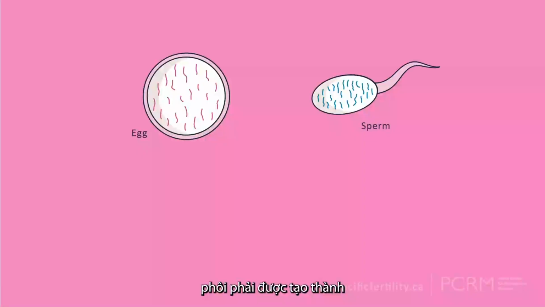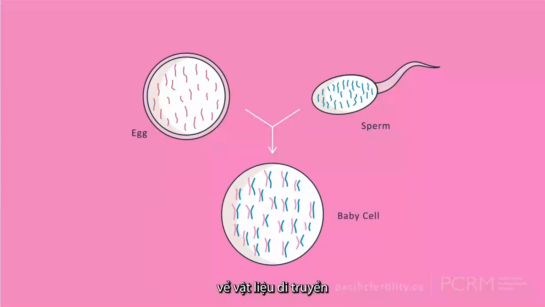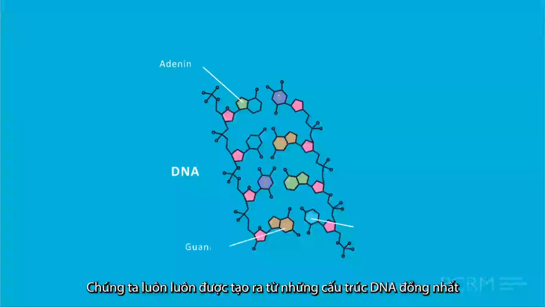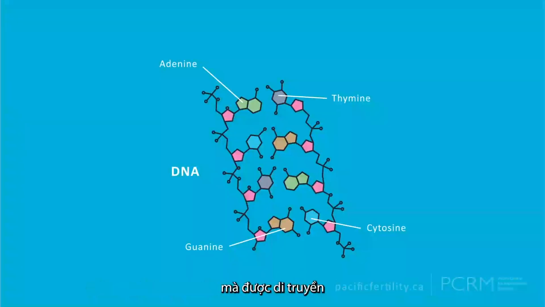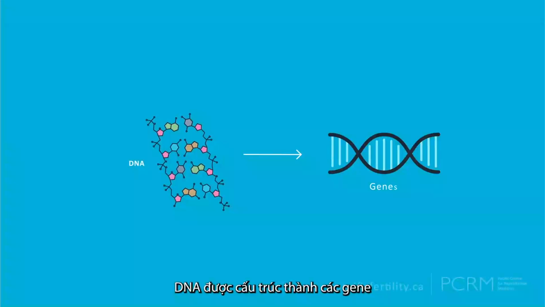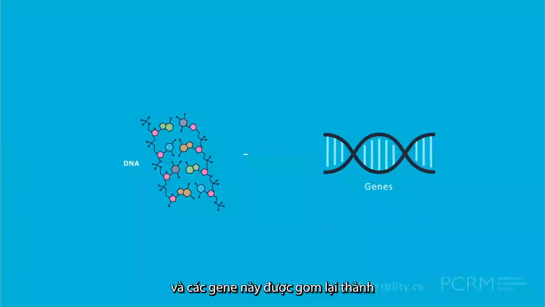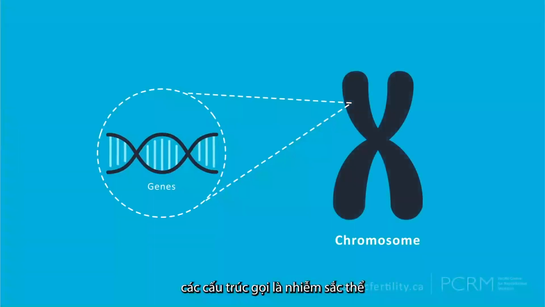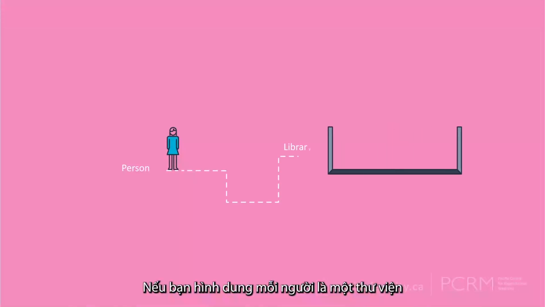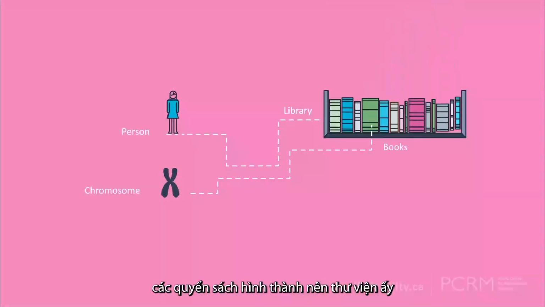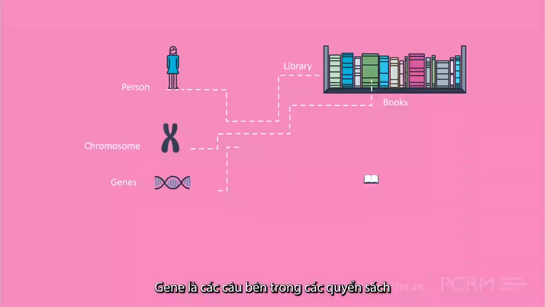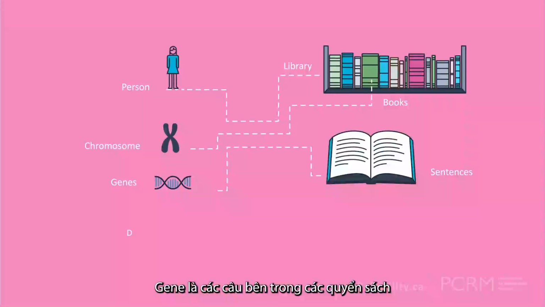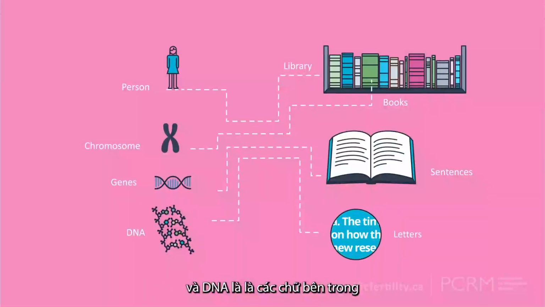In order to make a typical baby, an embryo must be created from an equal amount of genetic material contributed by the sperm and the egg. We are all made up of a unique set of DNA, which we inherit from our genetic parents. DNA is organized into genes, and genes are packaged into larger structures called chromosomes. If you think of each person as a library, the chromosomes are the books that make up the library, genes are the sentences within the books, and DNA is the individual letters.